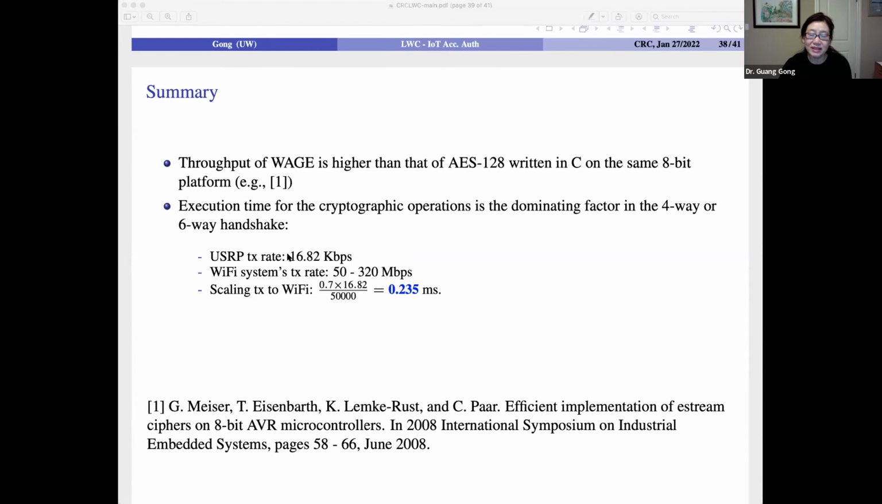We did our experiment using the software-defined radio, which has a transmission rate of about 17 kilobits per second. Wi-Fi's transmission rate is in a much higher range, so we can scale up to get this rate. So basically, it's still within the acceptable communication requirement.